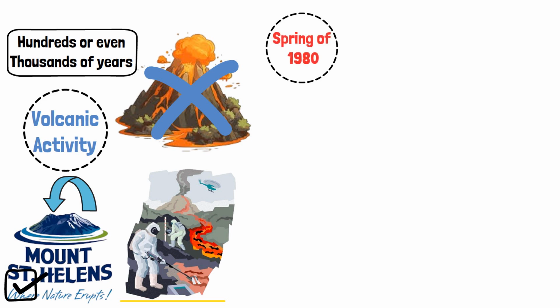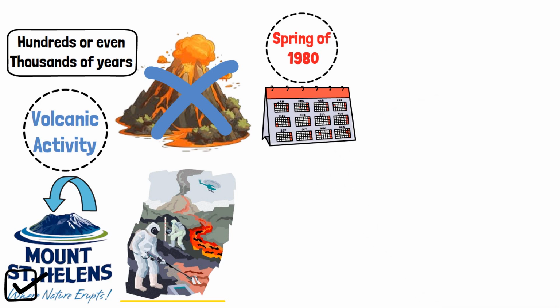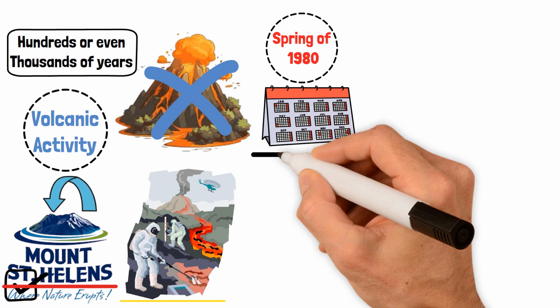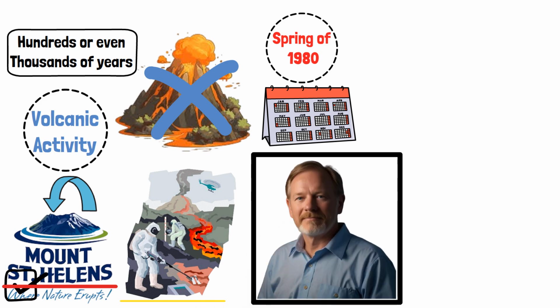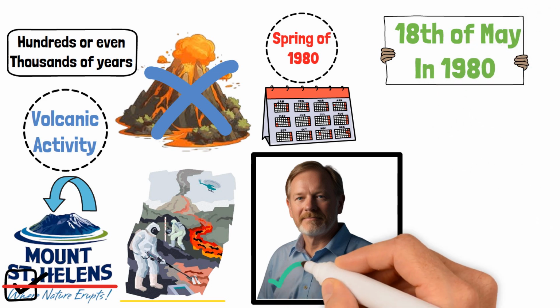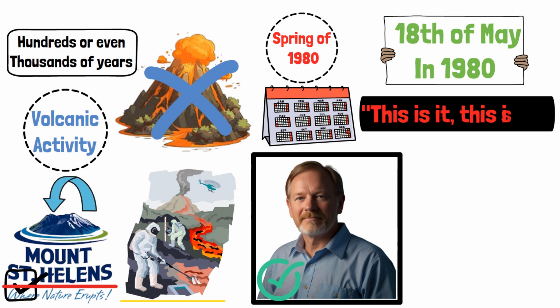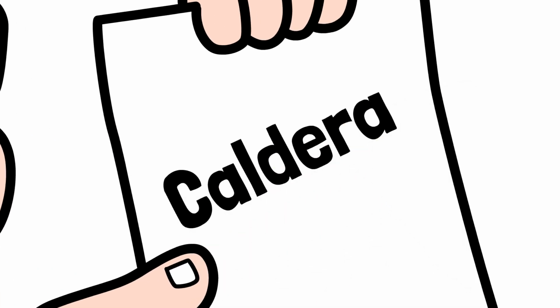Then, in the spring of 1980, after months of tremors and earthquakes shaking the ground on the north face of Mount St. Helens, a bulge began to form. A specialist in volcanology named David A. Johnston was using his lasers to monitor and measure the expansion of the bulge. On the 18th of May in 1980, David made a statement over the radio that said, "This is it. This is it." It was a supersonic whirlwind that blew out of the caldera.